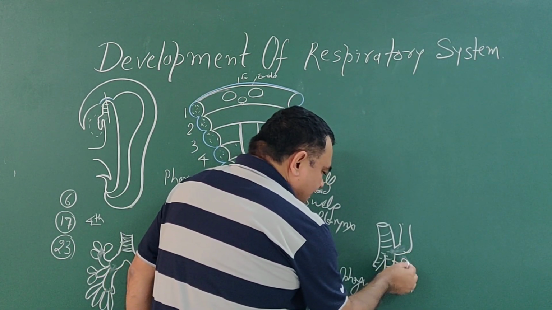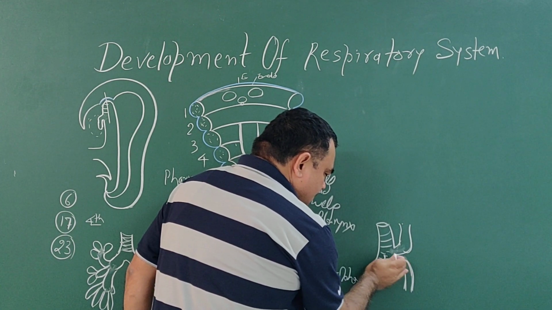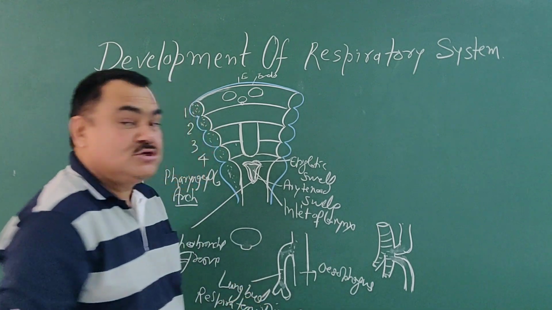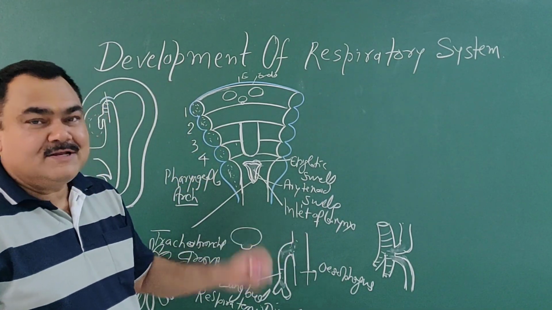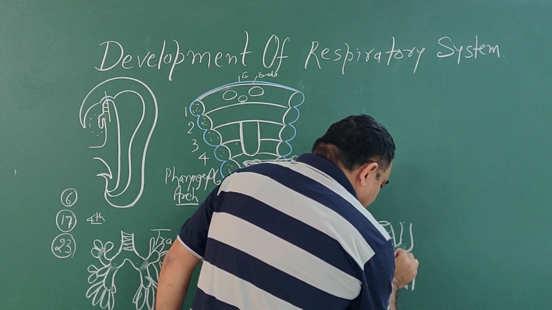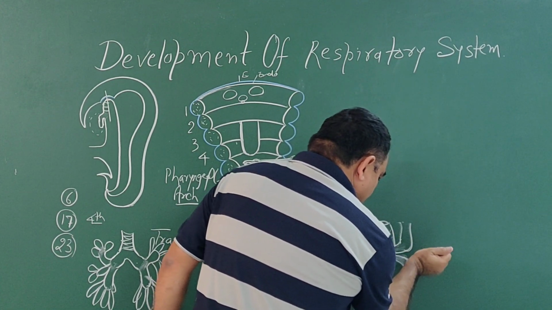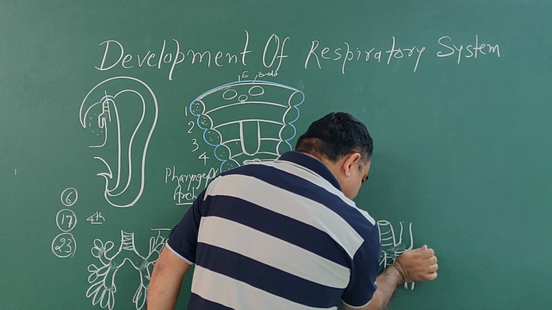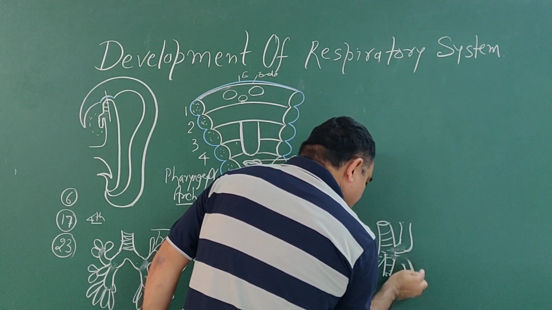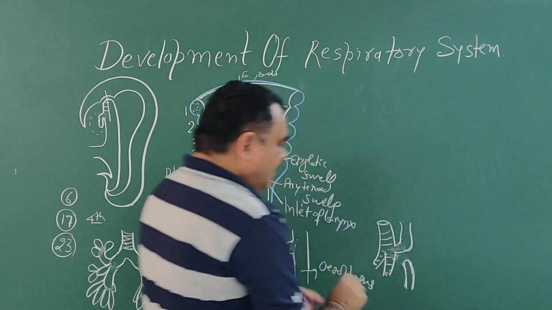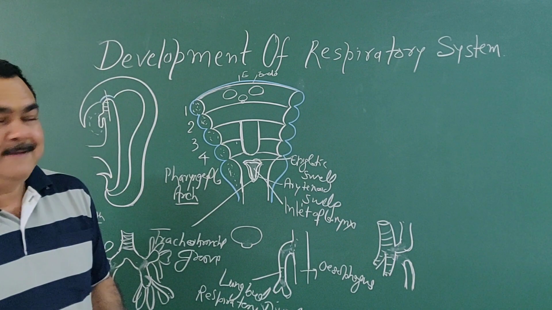Sometimes the upper and lower parts both join separately. This is another type of fistula. It is among the 10%. Sometimes only the upper part joins and the lower part is blind, like this. So these are several types of the tracheoesophageal fistula.